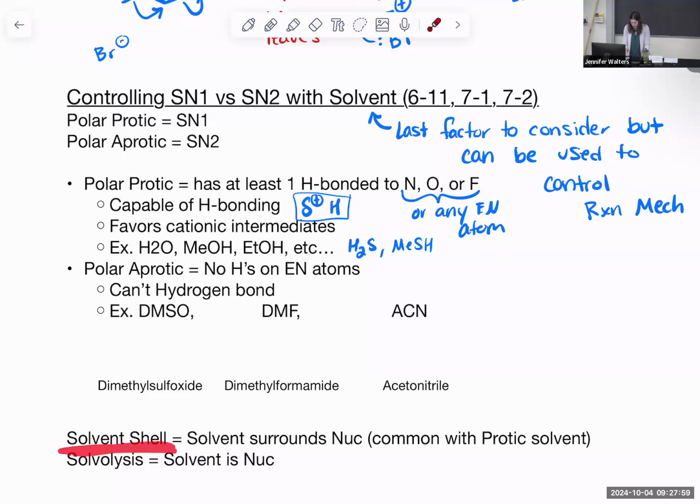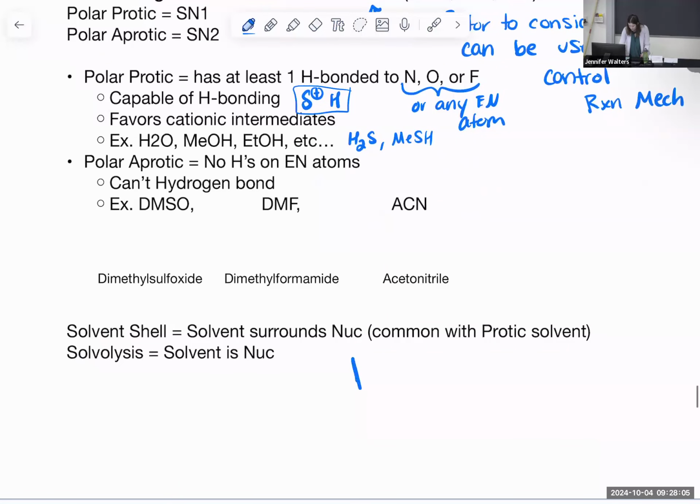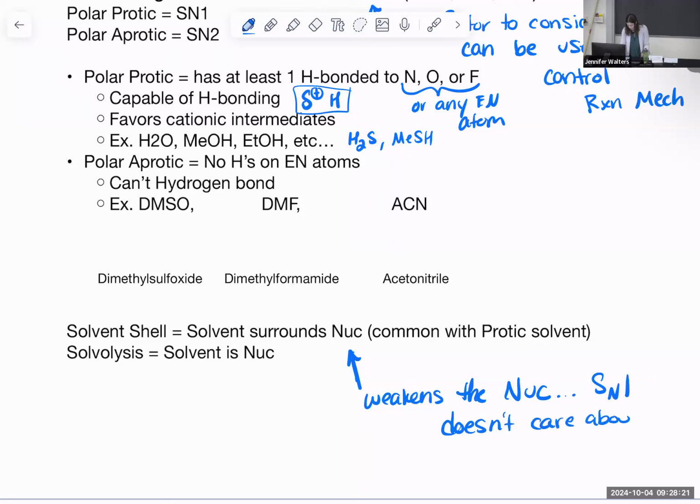Solvent shells are really common with our protic solvents. That means the solvent surrounds the nucleophile. That weakens the nucleophile. SN1 doesn't care about the strength of our nucleophile. But SN2 does.